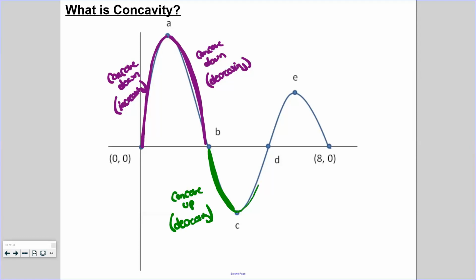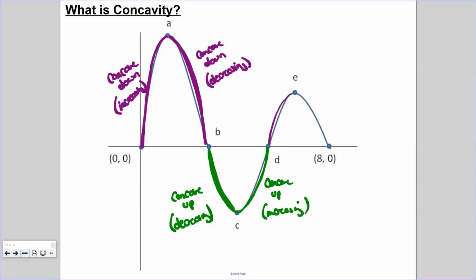And then from C to D, we are also popping inwards. So this is concave up, more specifically, increasing. I think I left out a couple letters there, but that's cool.